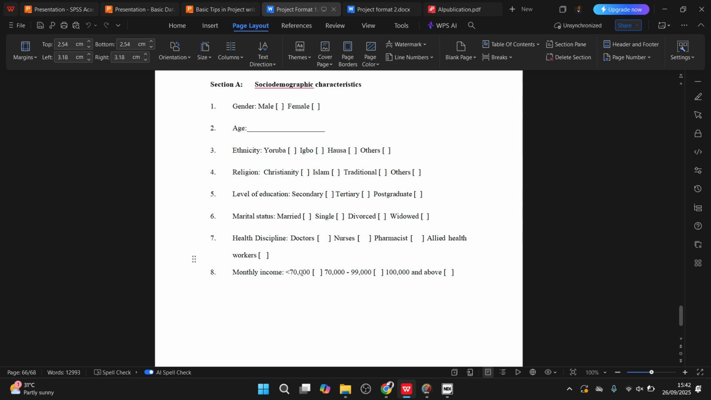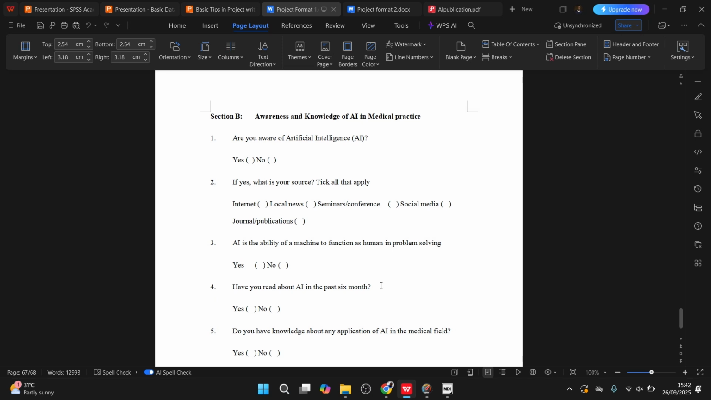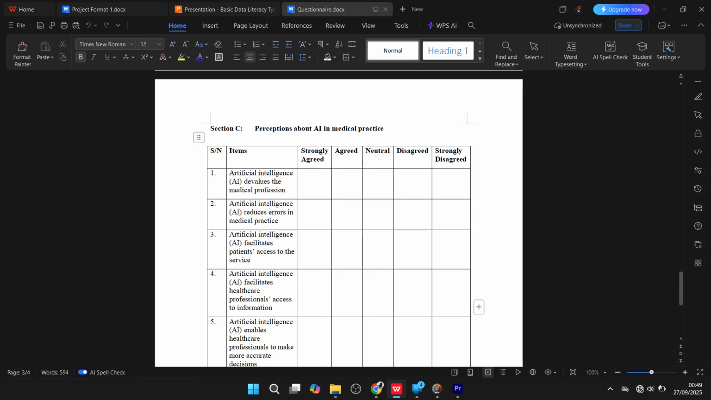I said ordinal because you can put it in an order. This is a typical example of a Likert scale. You have strongly agree, agree, neutral, disagree, strongly disagree. Depending on the context of your questions, you will know which one should come first.